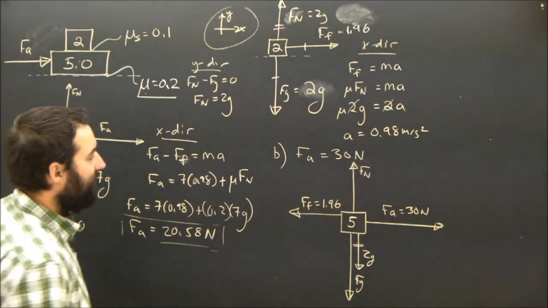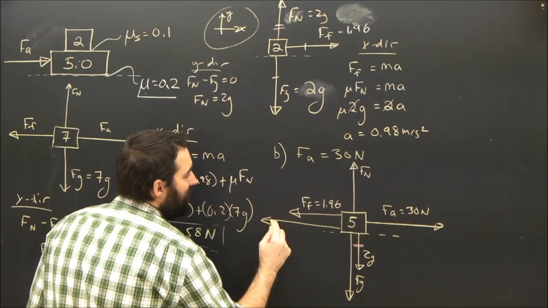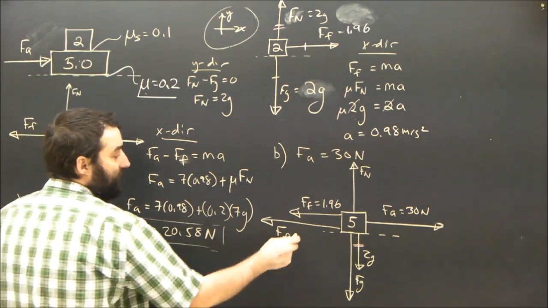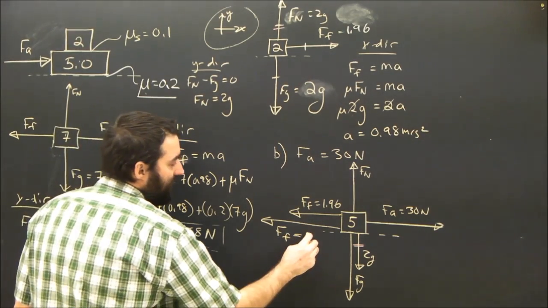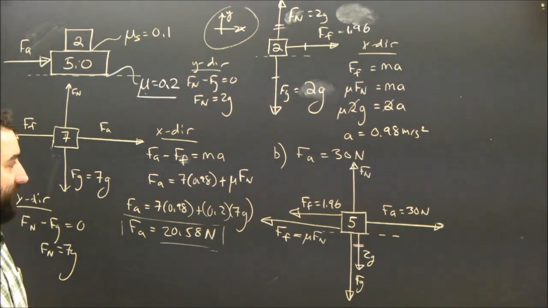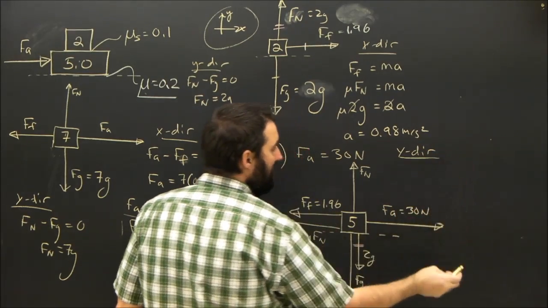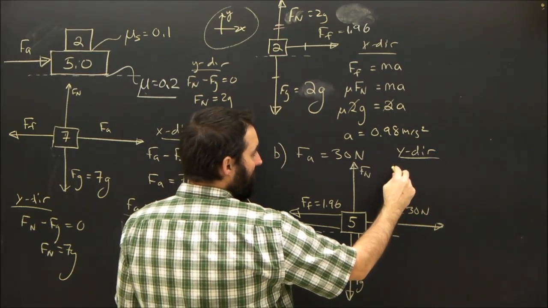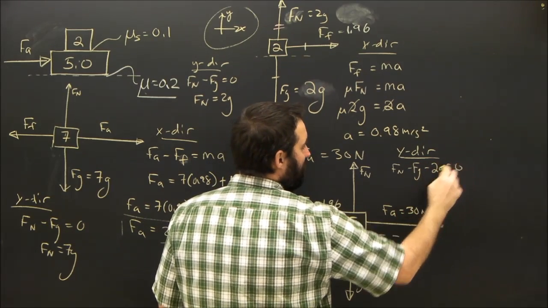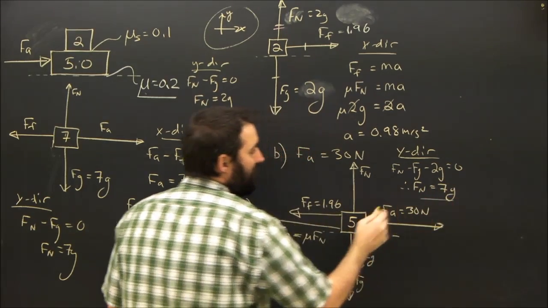But there's also another force of friction because now there's a mu between the surface and the 5 kilogram object. So the question is, what's that going to be equal to? And that's, of course, going to be mu Fn. So I better stop for a second and do my y direction equation. I'll do it up here. And my y equation says that Fn minus Fg minus 2g equals 0. So the normal force on this guy is equal to 7g.